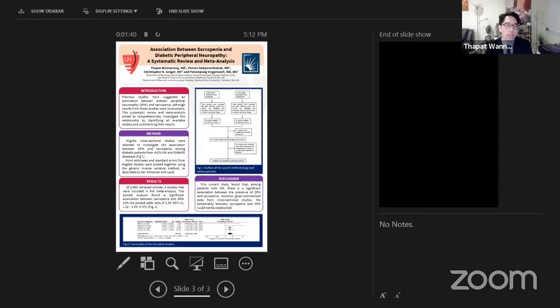From the meta-analysis, the results show a significant association between these two entities. You can see the odds ratio in figure 2, which is significant. And the number of studies is not enough to demonstrate a publication bias. So in conclusion, our study proved an association between the presence of diabetic peripheral neuropathy and sarcopenia. However, given the summarized data is from cross-sectional studies, the temporality between these two entities could not be established.